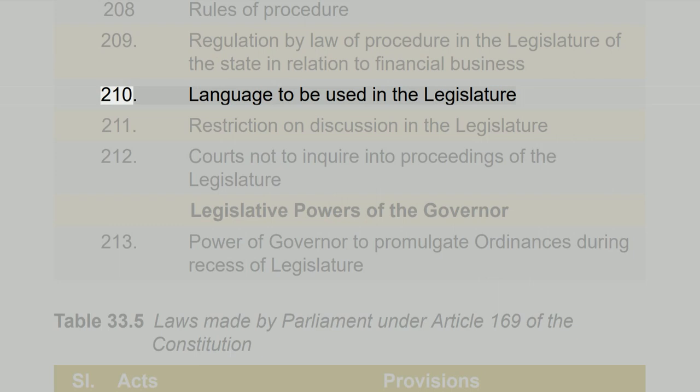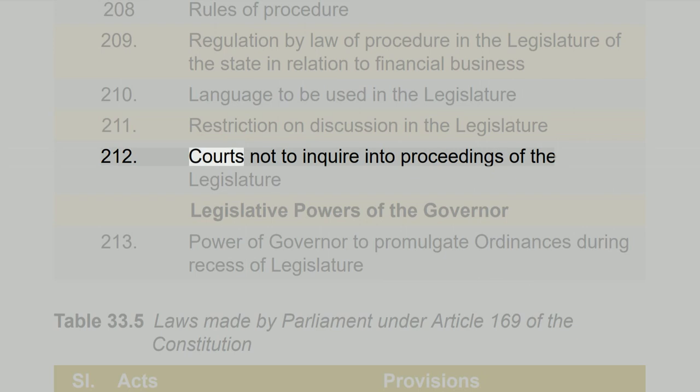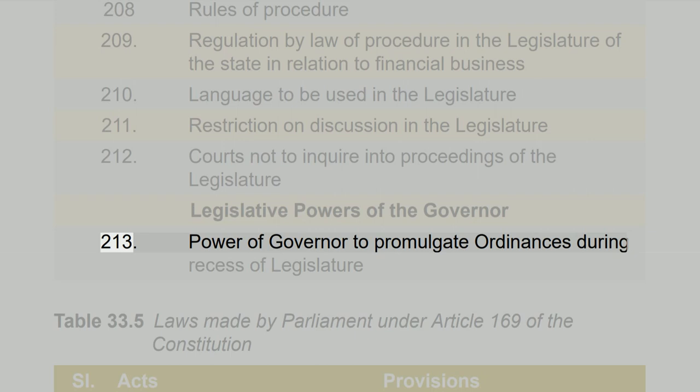210. Language to be used in the legislature. 211. Restriction on discussion in the legislature. 212. Courts not to inquire into proceedings of the legislature. Legislative powers of the governor: 213. Power of governor to promulgate ordinances during recess of legislature.